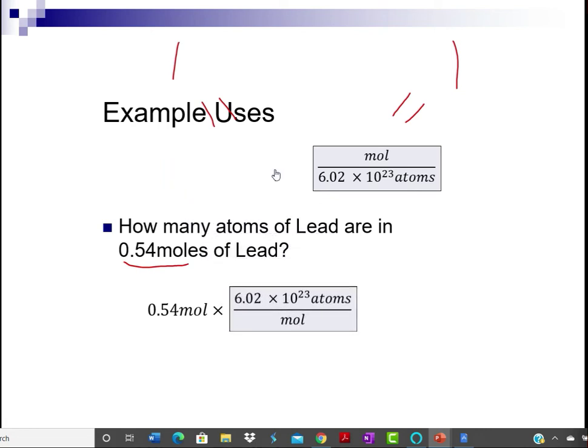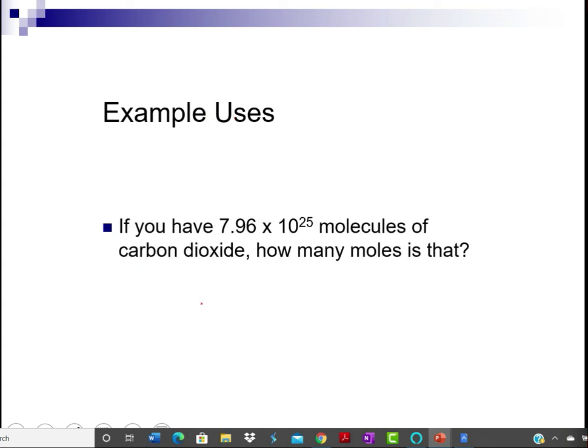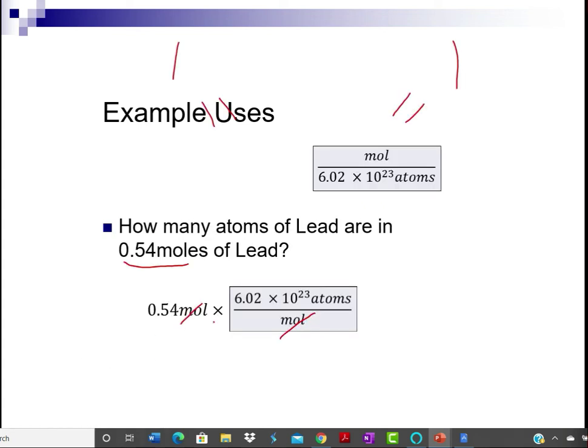If I use this conversion factor, looking at it, you see that moles are on top, moles are on the bottom, so those units are going to cancel. And when those units cancel, I'm left with atoms. When I go to atoms, I get 3.3 times 10 to the 23rd atoms.